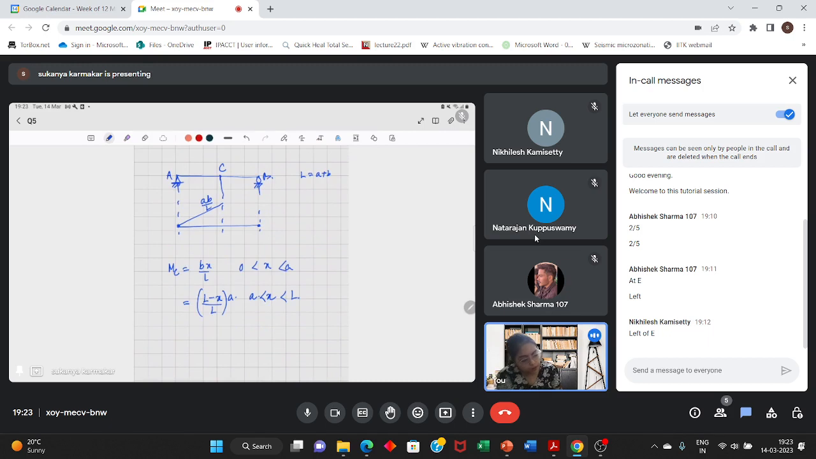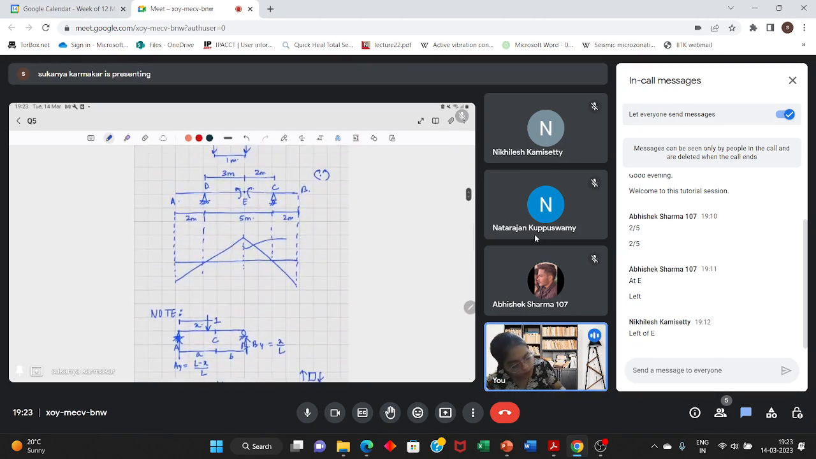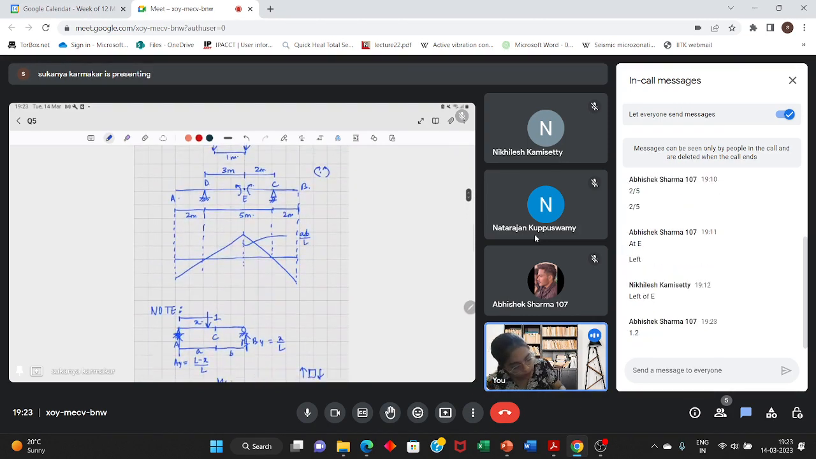When x is equal to a, this is (L minus a) by L into a. L minus a is b, so b into a by L gives the same value. So what is this ordinate? It is ab by L. So here also the ordinate will be ab by L.